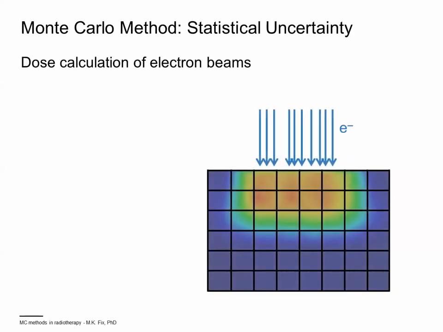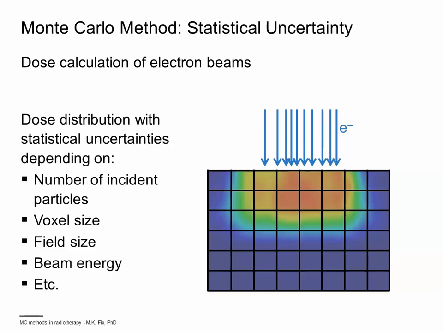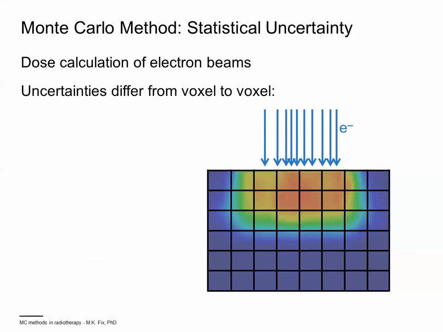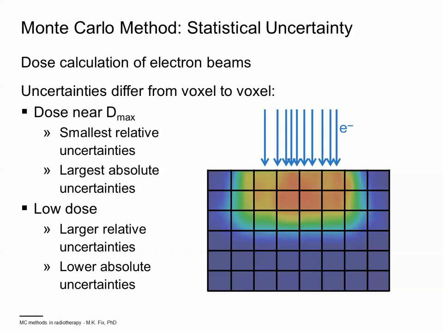If dose calculation is repeated, each time a different dose distribution is calculated with Monte Carlo, since the random number generator is started with different starting conditions. So these dose distributions differ in the statistical uncertainty. This uncertainty depends on several settings, such as number of incident particles, voxel size, field size, beam energy, and so on. These uncertainties are also different from voxel to voxel, as Monte Carlo determines the mean value with a certain precision in each voxel. For dose values close to the maximum dose, the relative uncertainty is smallest and the absolute uncertainty is largest. For low dose values, it is the other way round.